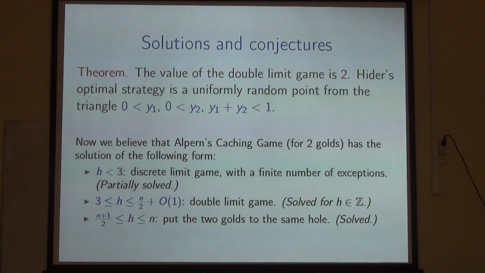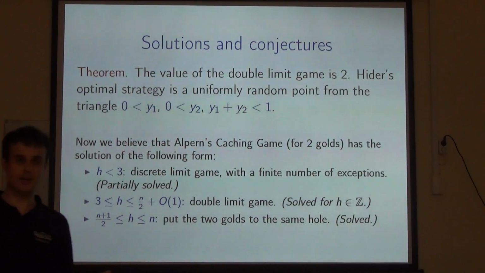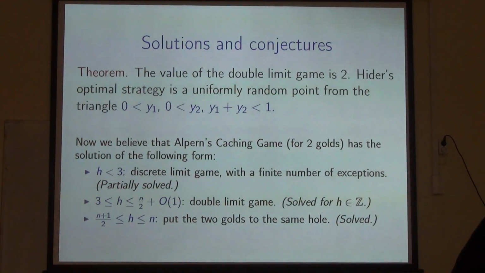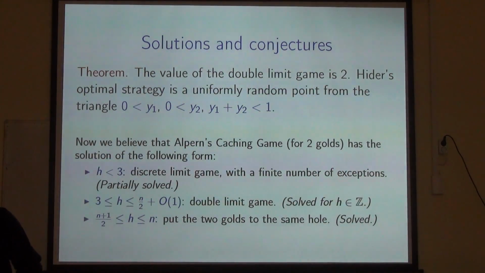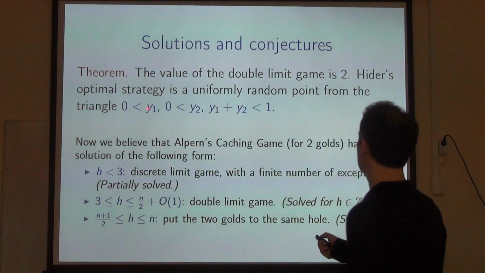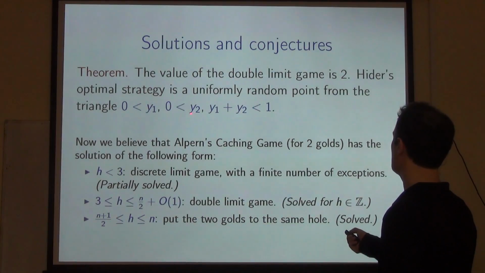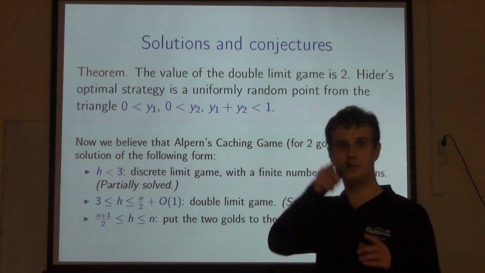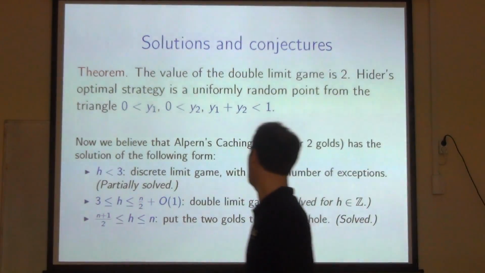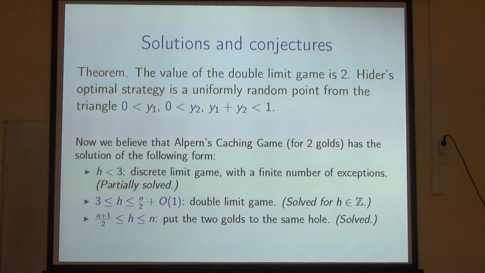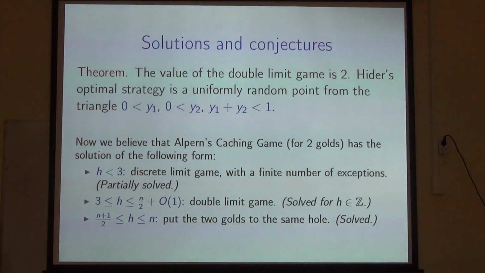I was able to find the solution first of the double limit game, which is surprisingly the following: choose the depths y1 and y2 uniformly at random from this triangle. Both depths should be non-negative and the sum should be at most 1. This is a triangle. We choose a uniform random point, and that's the hiding. These are the hiding depths, and this turns out to be optimal, and you can easily find an optimal searching strategy which provides the same value.